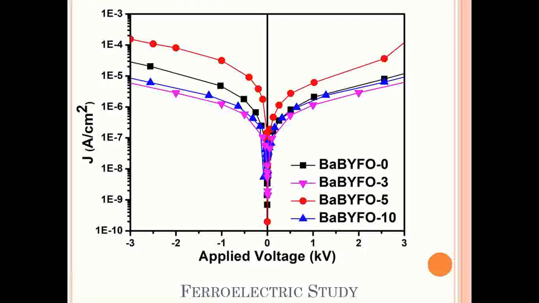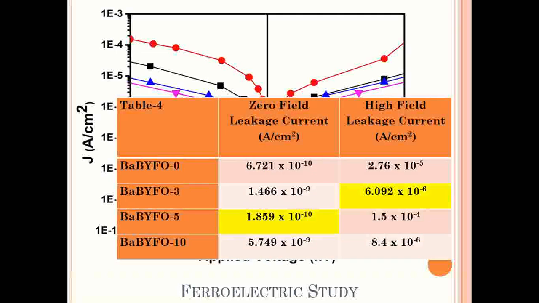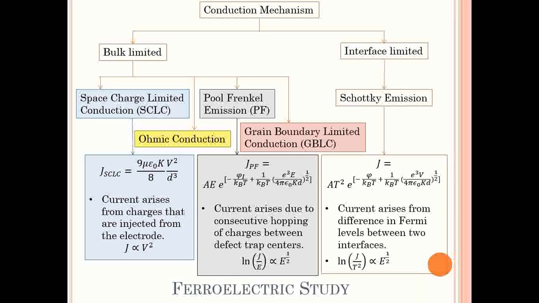The study of leakage current indicates that the 5 atomic weight percent sample shows minimum leakage current at zero field, while the 3 atomic weight percent sample shows the lowest leakage current at an applied field as high as 3000 volt. To explain the reason behind this, we need to know the conduction mechanism followed by these samples. The literature for BFO and similar perovskite materials discusses the following mechanisms.